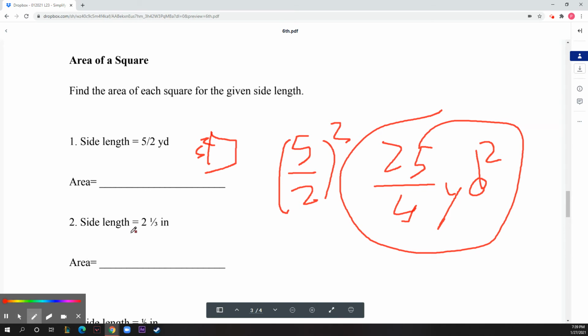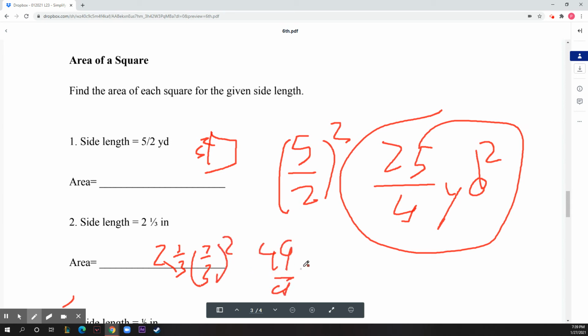Okay. The second question is, the second one is 2 1/3, which is just 7/3. Okay, and then if you square that, it'd be 49/9 inches squared. Okay.